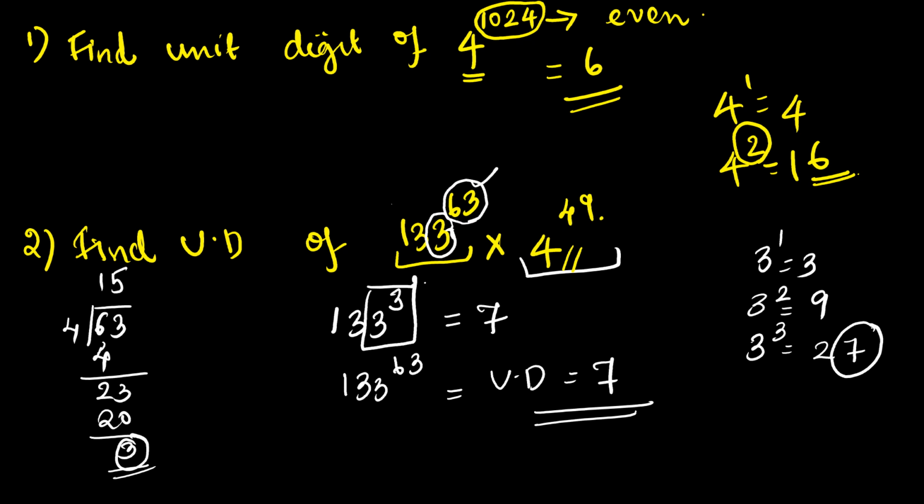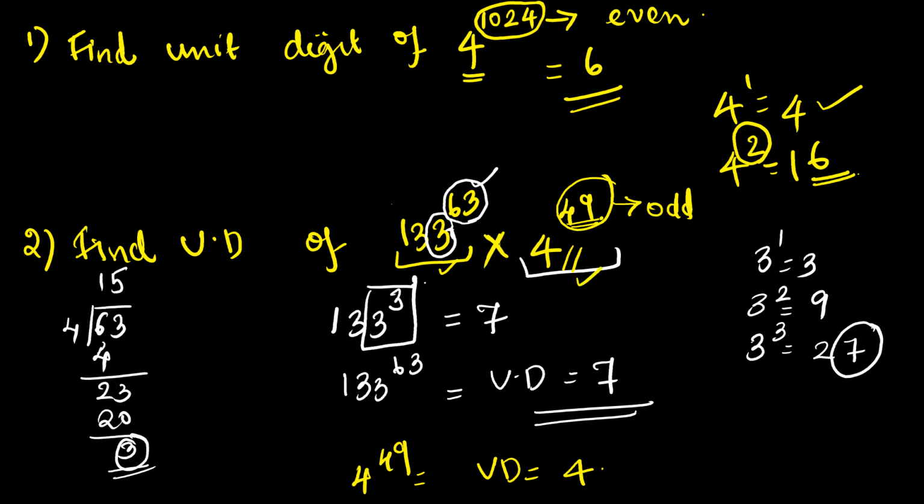In cyclicity of 4, what did we do? See the power of this 4, and if this power is odd, then the unit digit will be 4. Here 49 is an odd number. Therefore, the unit digit will be 4. So 4 raised to 49 will have a unit digit equal to 4. We found the unit digit of 133 raised to 63 and 4 raised to 49. Now we have to multiply these two, that is 7 into 4. What is 7 into 4? 28. And what is the unit digit? Unit digit is 8. So 8 is the final answer.